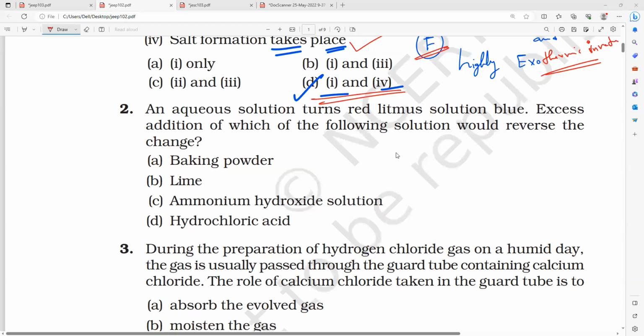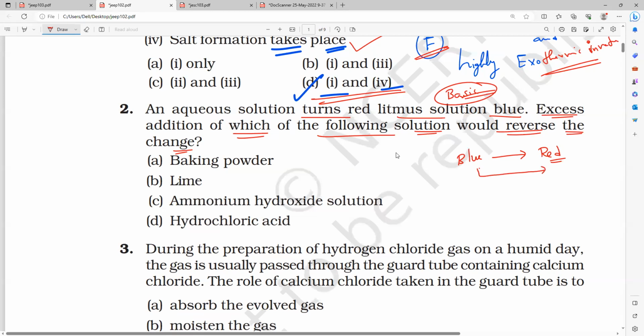An aqueous solution turns red litmus into blue. Does it mean it is basic or acidic? Basic nature. Next: excess addition of which of the following solutions would reverse the change? Reverse the change means blue has to come back into red. It means we have to convert blue litmus to red. It is actually basic in nature, and we have to convert it back into acidic. That is our target.